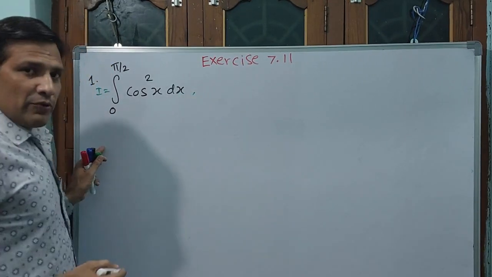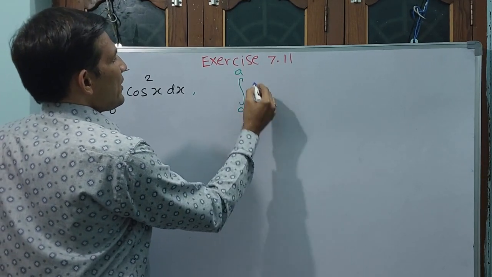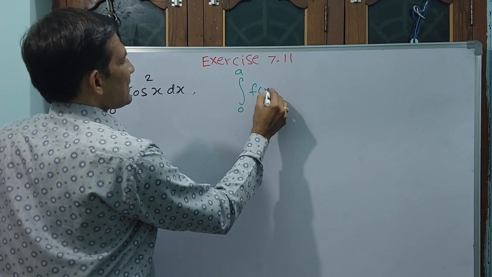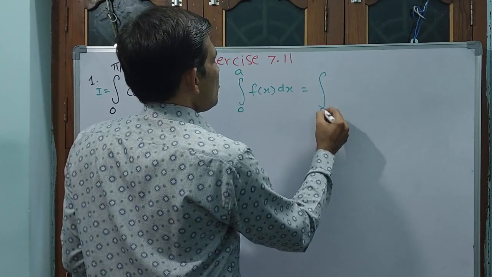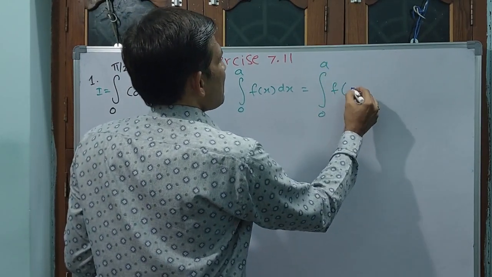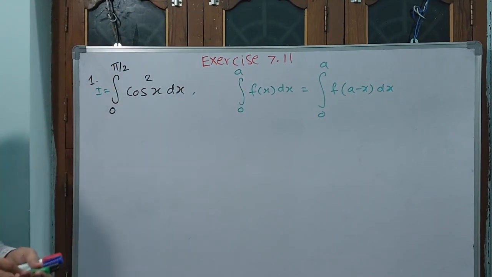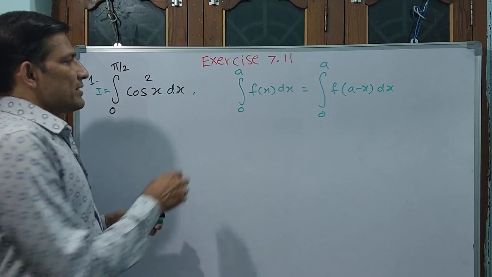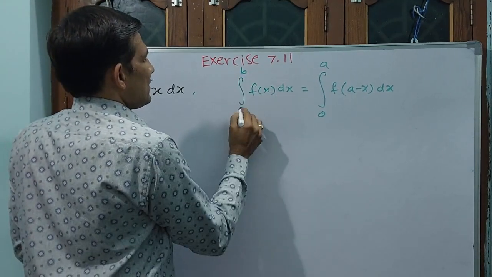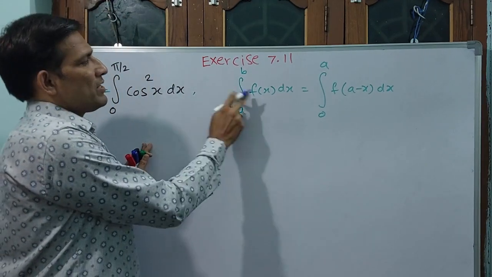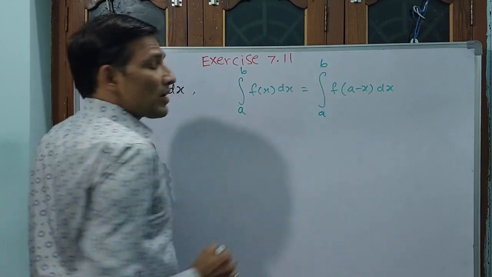See, one formula we know. What is that formula? Integral 0 to a of f of x dx is equal to, again 0 to a only, but this time f of a minus x dx. Is it correct? First you see. Why? Because if 0 is not there and a and b are there, we start the formula like this: integral a to b of f of x dx is equal to, again a to b only. That means limits we are not changing.